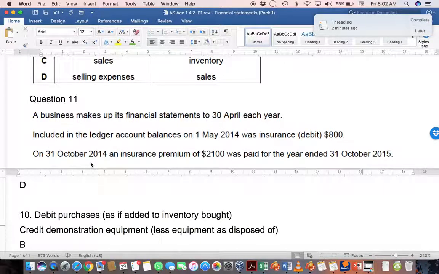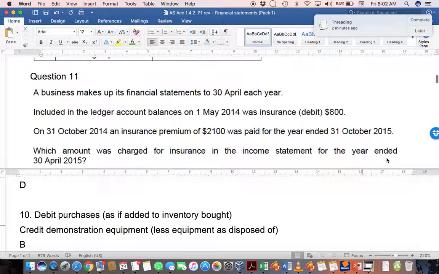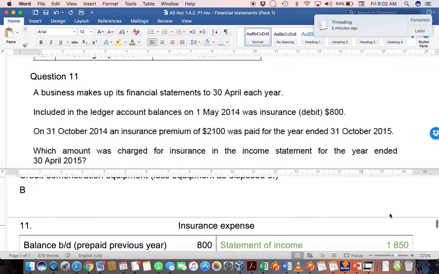Then on the 31st of October, halfway through the year, an insurance premium of $2,100 was paid for the year ended 31st of October 2015. In other words, it's going into the following financial year. So yet again, we have now prepaid in advance. And the question asks, which amount was charged for insurance in the income statement for the year ended 30th of April 2015? In other words, what was the actual insurance expense for this period?